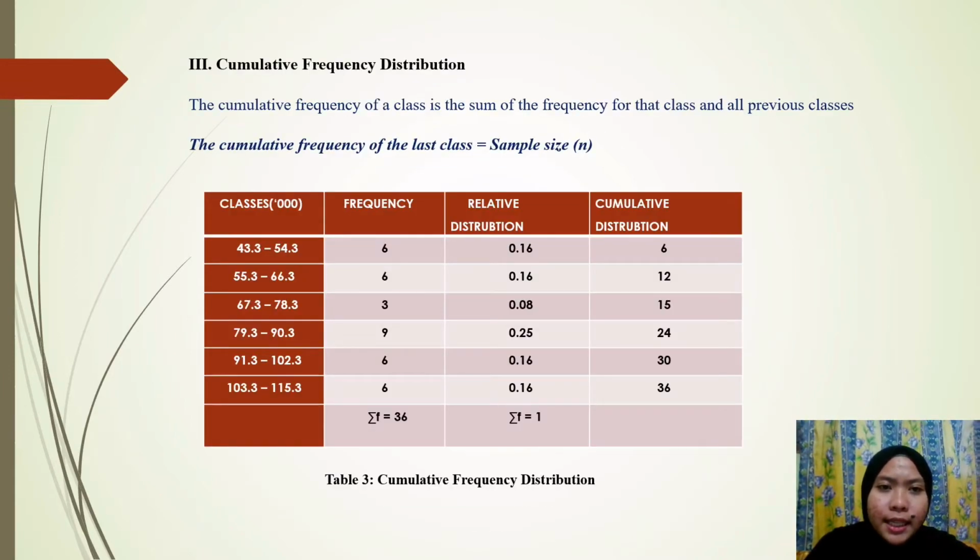Last but not least is cumulative frequency distribution. The cumulative frequency of a class is the sum of the frequency for the class and all previous classes. The cumulative frequency of the last class is the same as the sample size, and here we get 36.